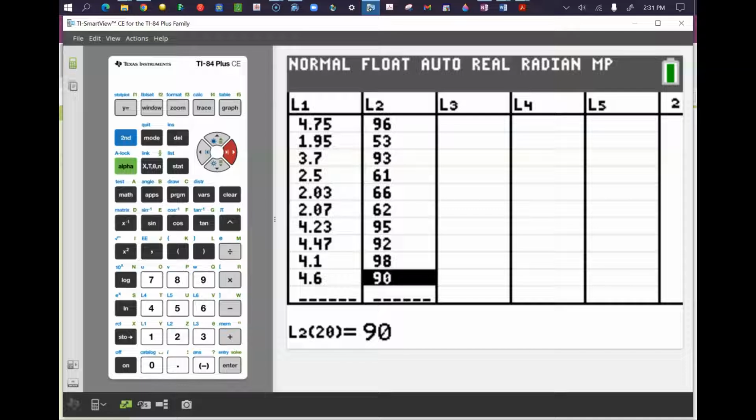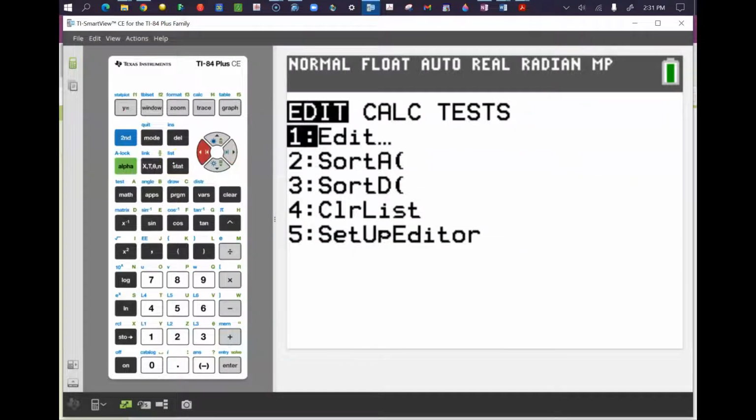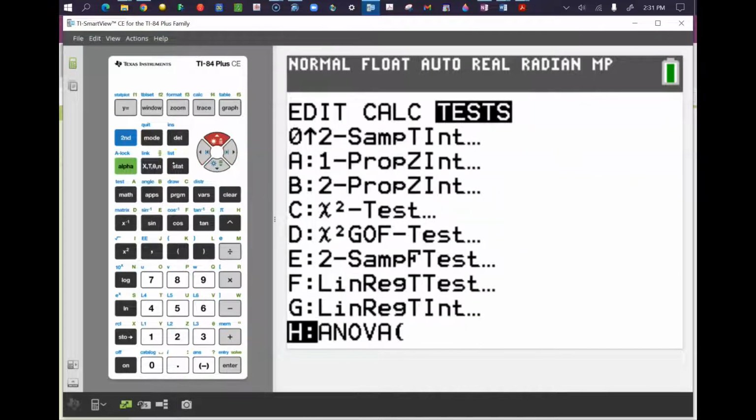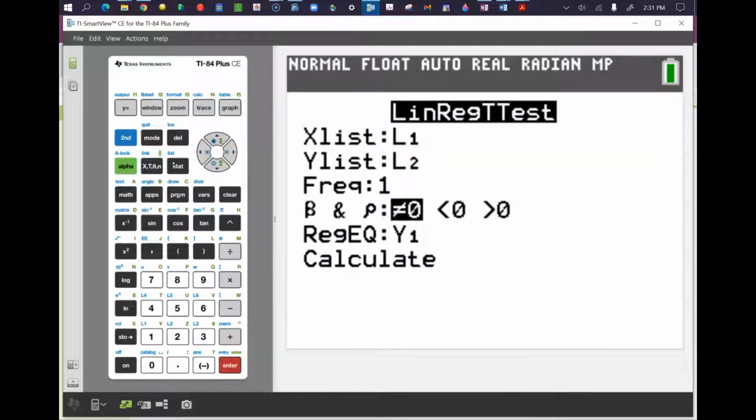The next thing we're going to do is perform a linear regression t-test. We already looked at scatter plots and residual plots yesterday, so we already know we meet the conditions. We're not going to do that again. But if you go to Stat and go over to Tests and go to Linear Regression t-test, all right, X list is in list 1, Y list is in list 2. We're going to count each value once.